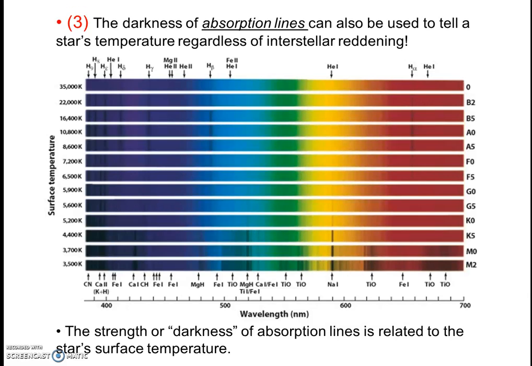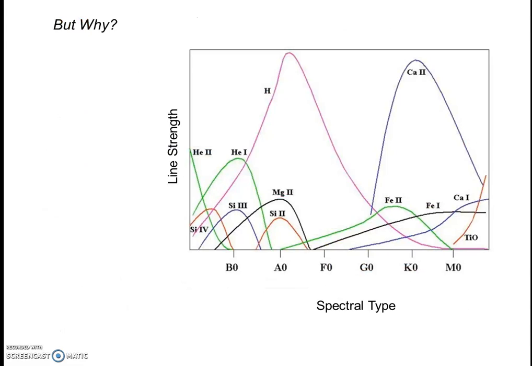Okay, if you were to draw a graph of the strength of these spectral lines, it would look something like this. This has a whole bunch of different elements and spectral lines that you might see in a star spectrum, but let's just look at the purple one here. Hydrogen: the line strength, meaning the darkness or thickness of the line, is greatest around an A star, or a hot F star. That means around 11,000, 12,000 degrees Kelvin.